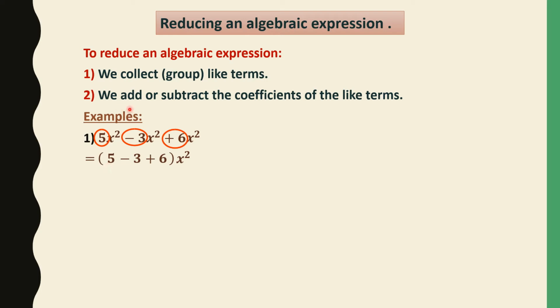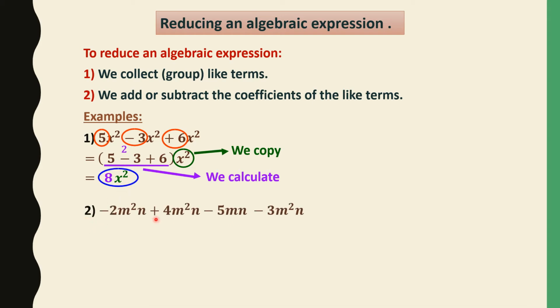Now we add or subtract the coefficients. So first we calculate the coefficients. We start, 5 minus 3, it's 2. 2 plus 6, it's 8. And the variable with its degree, we copy it as it is. And the answer is 8x squared.